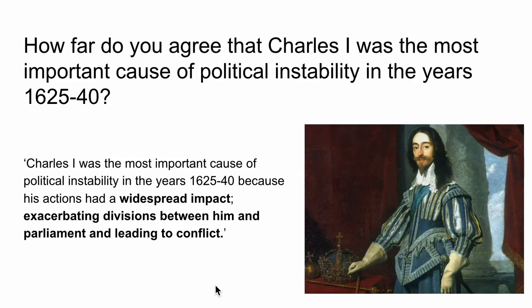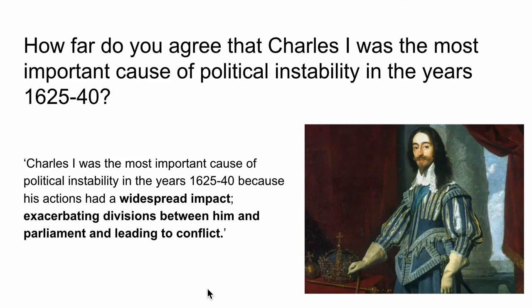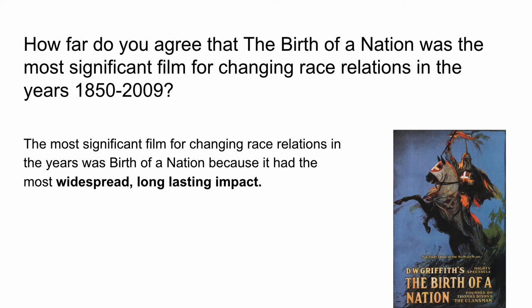So later on in the essay, we might say, well, religious issues or financial issues or the actions of Parliament did these things to some extent, but they didn't do these things as much as Charles did. That's why Charles was the most important cause of political instability. So these things here are my criteria for what factor is the most important cause of political instability. They're the rules that I've created in order for this to be true.